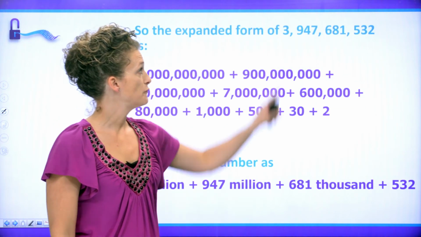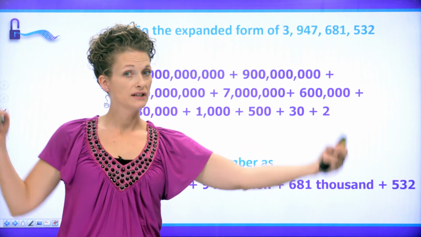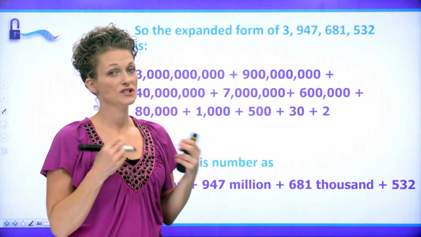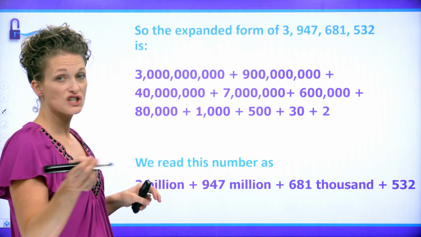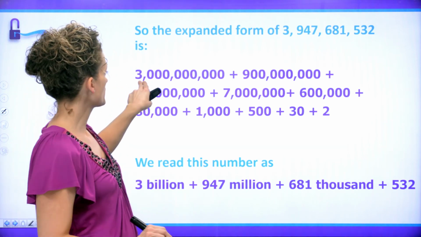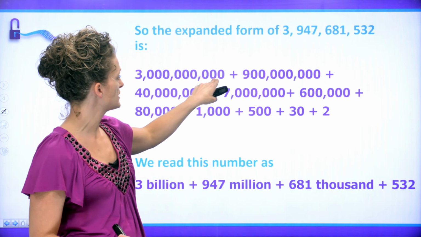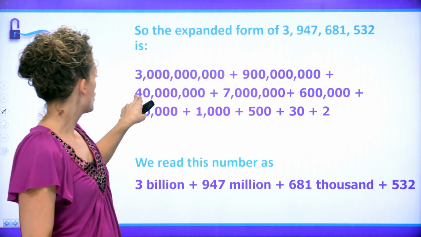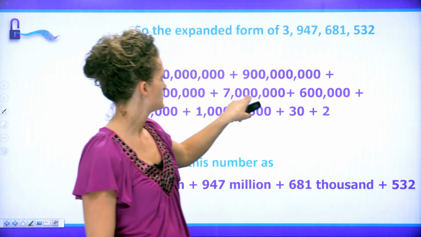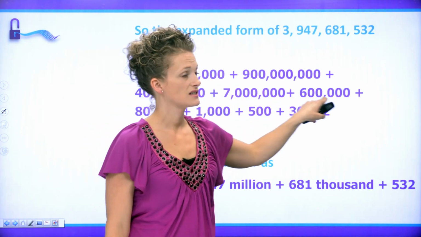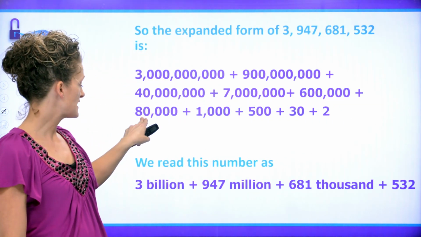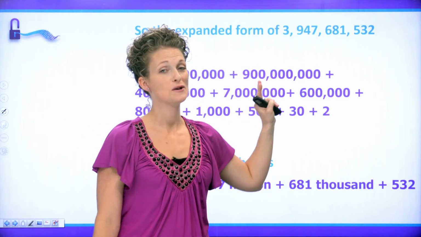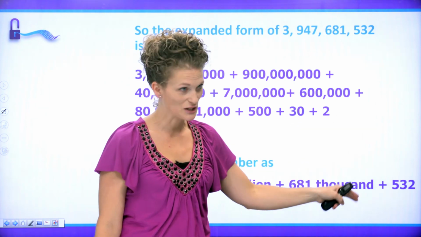So the expanded form of this number, again, we're pulling the numbers apart so that each digit, we're stating its value. And we just did that using the place value chart. Now we're just going to write it in numbers. So here's the 3 billion. This is the 900 million. 40 million plus 7 million plus 600,000 plus 80,000 plus 1,000 plus 500 plus 30 plus 2.